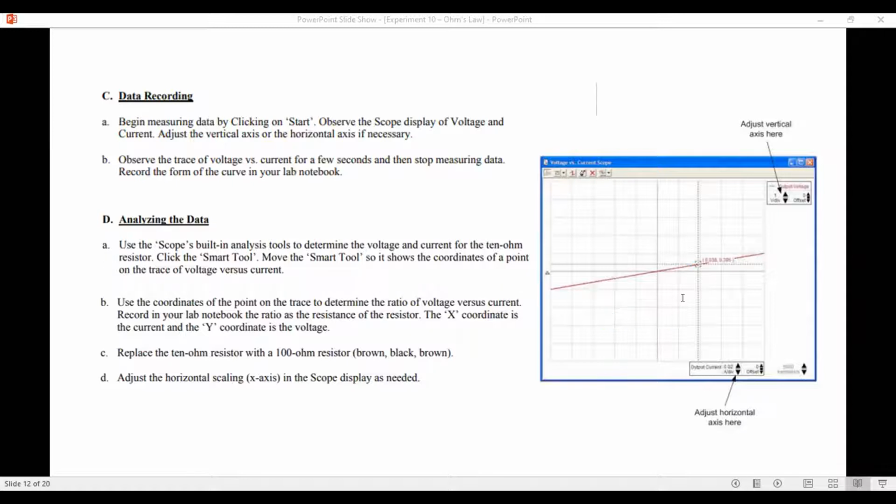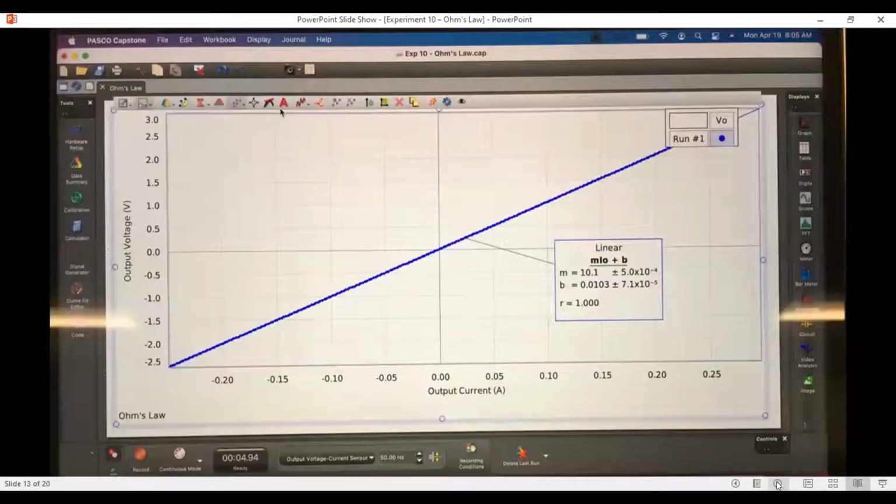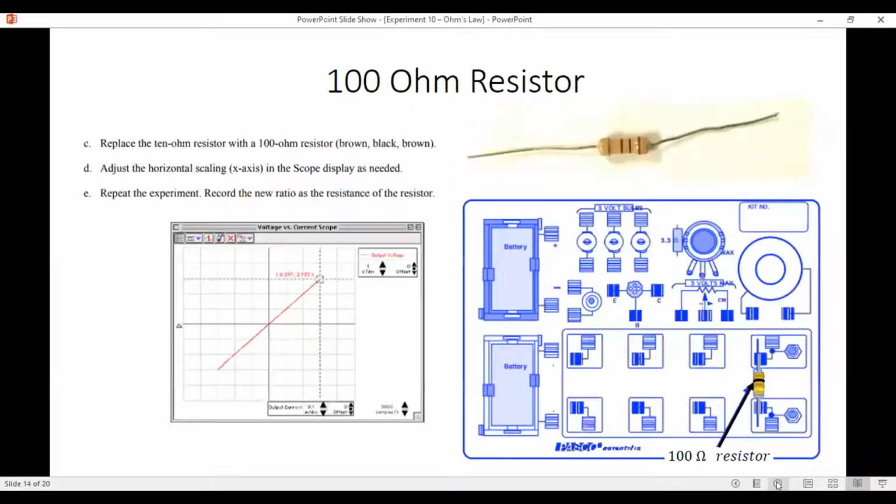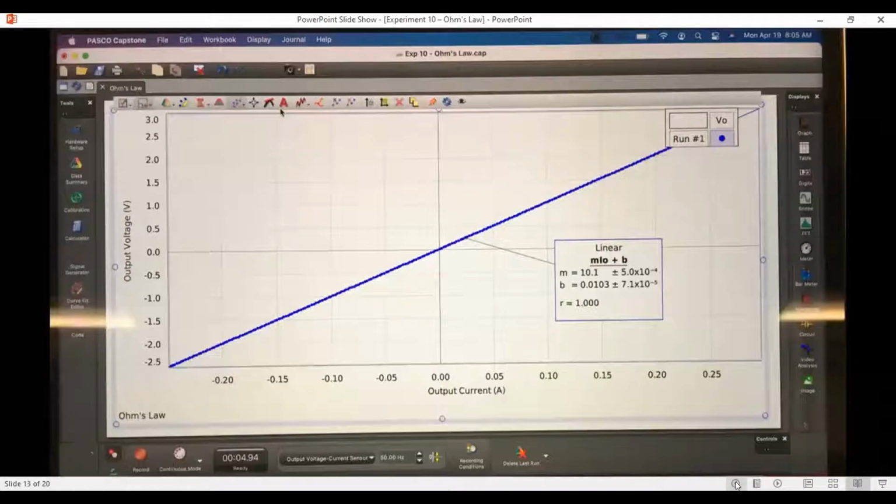All right, so I've actually taken the data, and this is important because this is the actual data that you're going to use for the 10 ohm resistor, and this is what it looks like. And as you can see, I've used the slope tool. Oops, this jumped to the next page. I've used the slope tool, and what we see is the slope, and then it gives you some uncertainty.